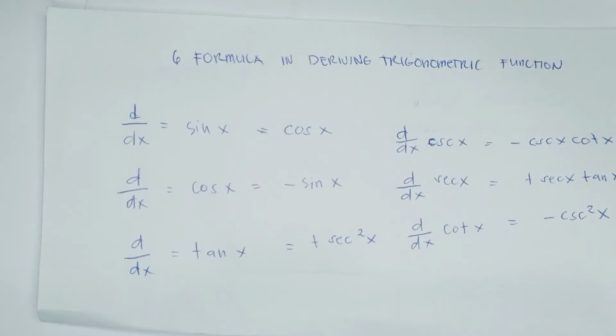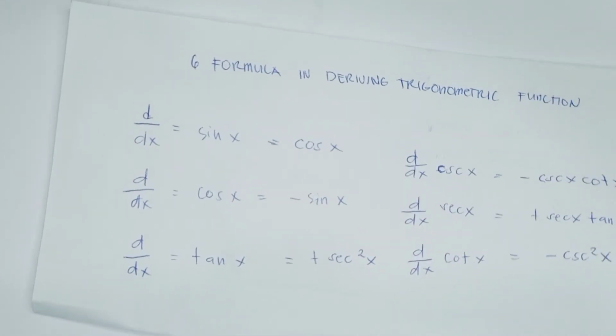The derivative of sine x is equal to cosine x. The derivative of cosine x is equal to negative sine x. The derivative of tangent x is equal to positive secant squared x. The derivative of cosecant x is equal to negative cosecant x cotangent x. The derivative of secant x is equal to positive secant x tangent x. And the derivative of cotangent x is equal to negative cosecant squared x. So now that we know the 6 formulas for differentiating trigonometric functions, we can proceed to our equation.